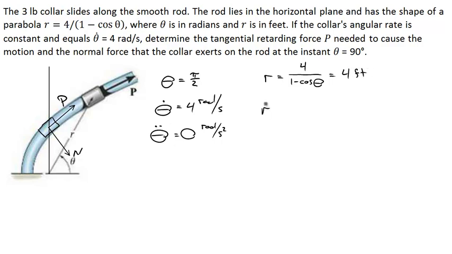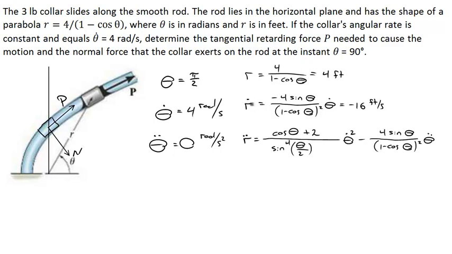And if I take the derivative of this, I'll get r dot is equal to negative 4 sine theta divided by 1 minus cosine theta, quantity squared, times theta dot. And when I plug in numbers for r dot, I come up with negative 16 feet per second. And if I take the derivative of r dot, I'll come up with r double dot. And again, being careful with the chain rule, I'll split this into two different terms. And I'll have a theta dot squared and a theta double dot. And theta double dot in this problem is equal to 0. That angular acceleration is 0. And when I plug in numbers for the rest of the parameters, I come up with r double dot equal to 128 feet per second squared.